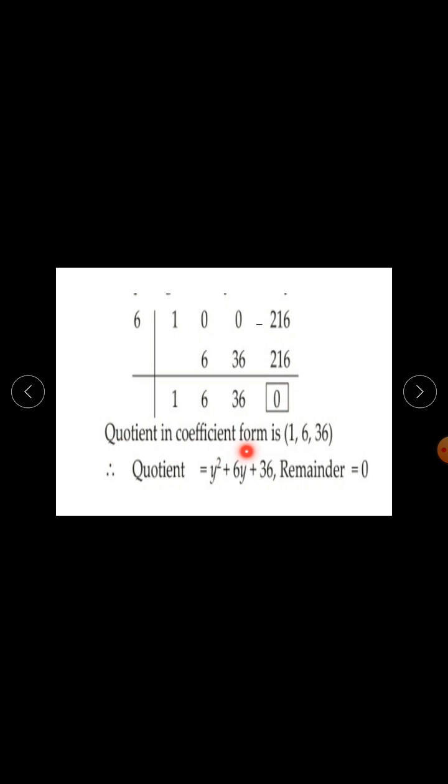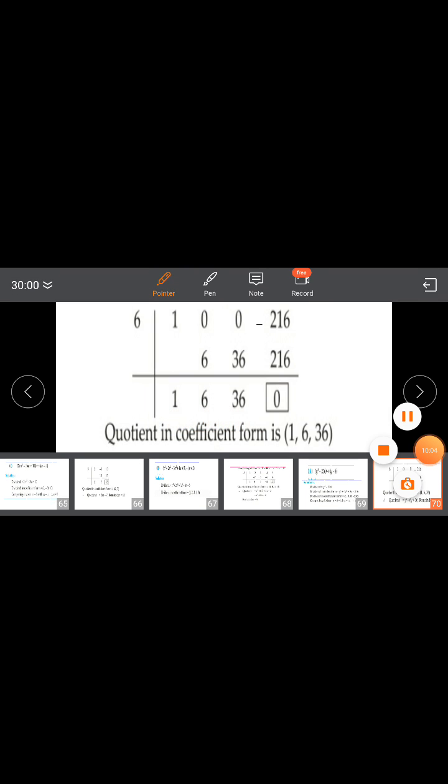Quotient in coefficient form is 1, 6, 36. Therefore, quotient equal to y square plus 6y plus 36, and remainder is 0. Students, fourth sub question is homework.